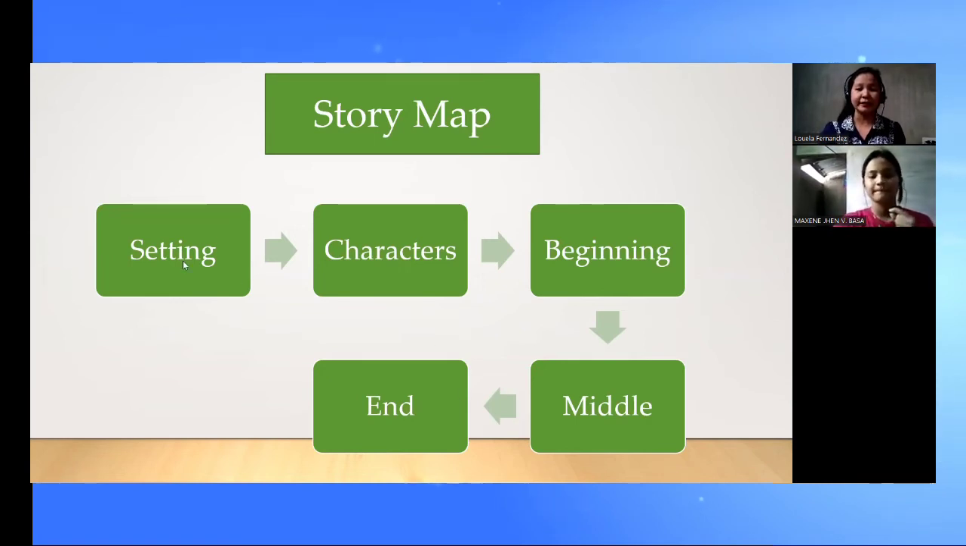Alright, so now let's proceed to our activity, which is the story map. So we have here the setting, the characters, beginning, middle, and end. And what you're going to do is to fill out those needed information in the boxes. So are you ready? Yes po. Alright, so let's start with the setting. Where did the story happen?